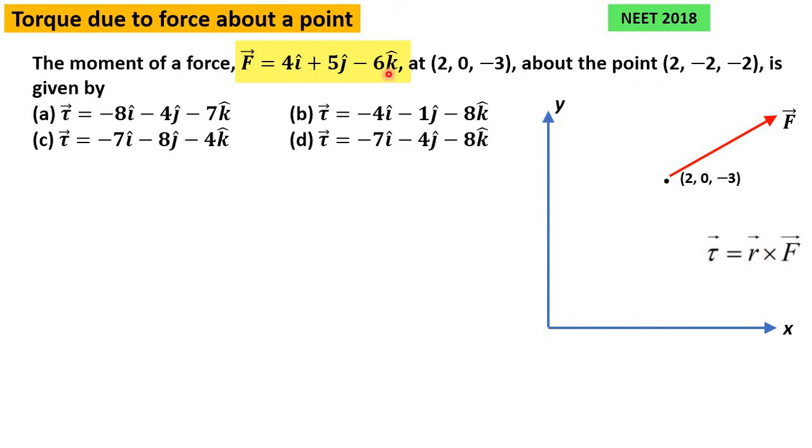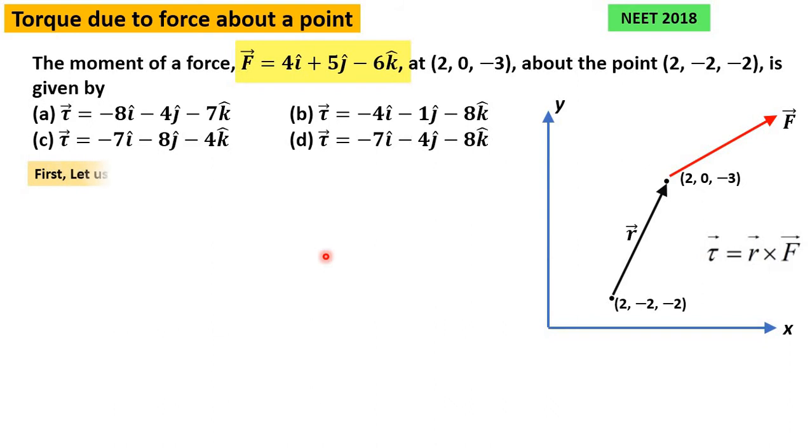It is said in the question that this force acts at the point 2, 0, minus 3, but we have to calculate torque about the point 2, minus 2, minus 2. That means this point, 2, minus 2, minus 2, is the point with respect to which we have to take our R vector. So R vector will be drawn from this point up to the point of application of force. That is our R vector. Now we can easily find the torque by the cross product R cross F.